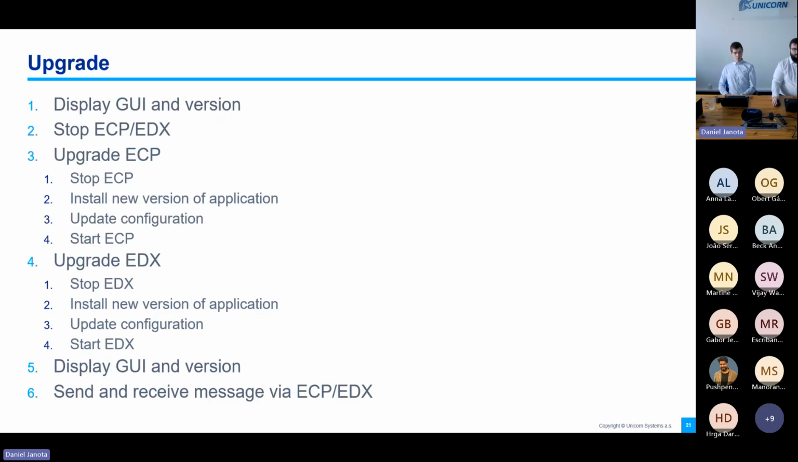So we can move to the upgrade. So firstly, we will check the version of the user interface of both ECP and EDX components. Then we will stop them and firstly update the ECP endpoint, update configuration, and then start again. And the same thing for the EDX toolbox with the upgrades. And then we can check the versions again and try to send and receive some messages.